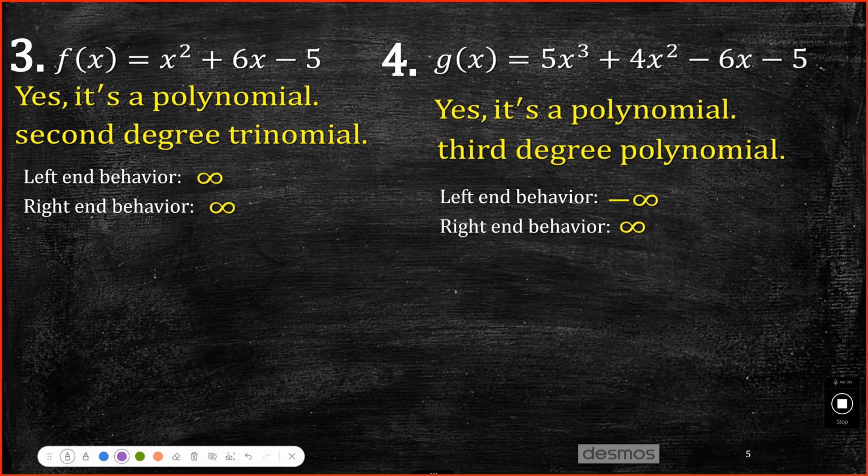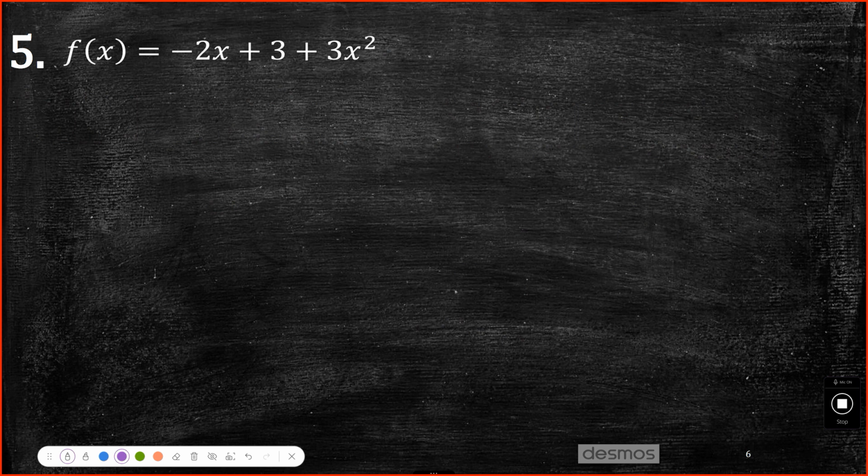Number 5. Okay, now we're getting to something that is a little kind of messed up here. Is this a polynomial? Yes, it is a polynomial. Is it in standard form? The answer is no. Why is it not in standard form? Because it has to go from high power to low power. So what needs to go in the front? 3x squared. And what goes after 3x squared? Negative 2x and then plus 3. So now, yes, this is in standard form.